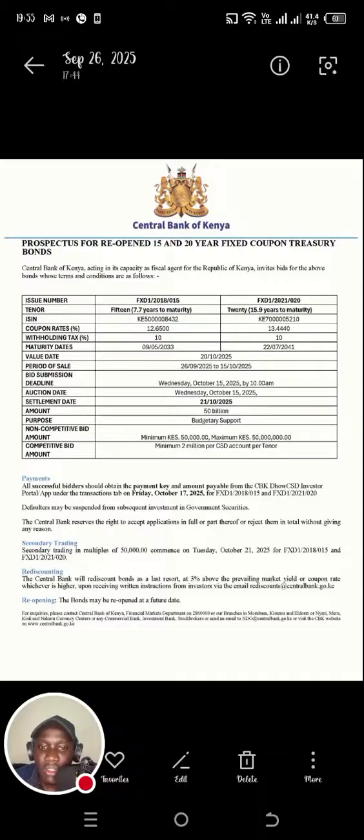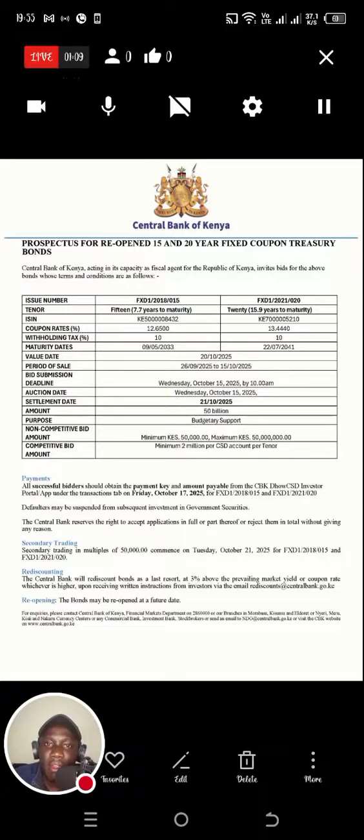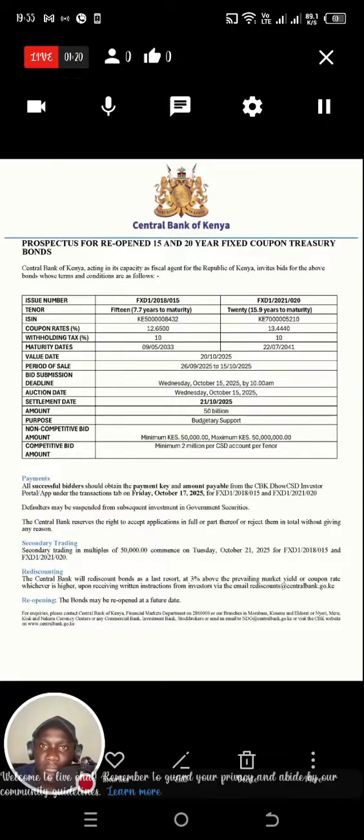Now, on this session, we are supposed to talk about the treasury bonds that have been floated for the month of October 2025. We have some treasury bonds that are on offer for the month of September 2025. And that is what we are going to discuss in this particular session.